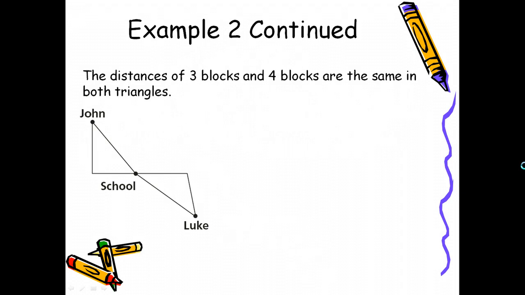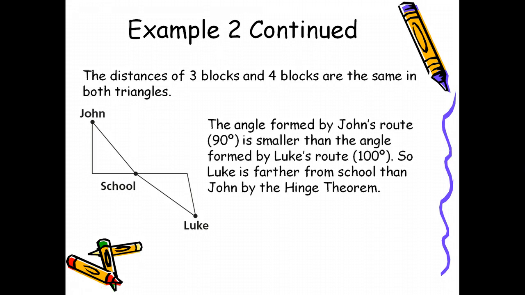The distances of 3 blocks and 4 blocks are the same in both triangles. The angle that's formed by John's route, 90 degrees, is smaller than the angle formed by Luke's route, which is 100 degrees. So Luke is farther from the school than John by the hinge theorem. Since this is 100 degrees, this is 90, this distance is longer than this one.